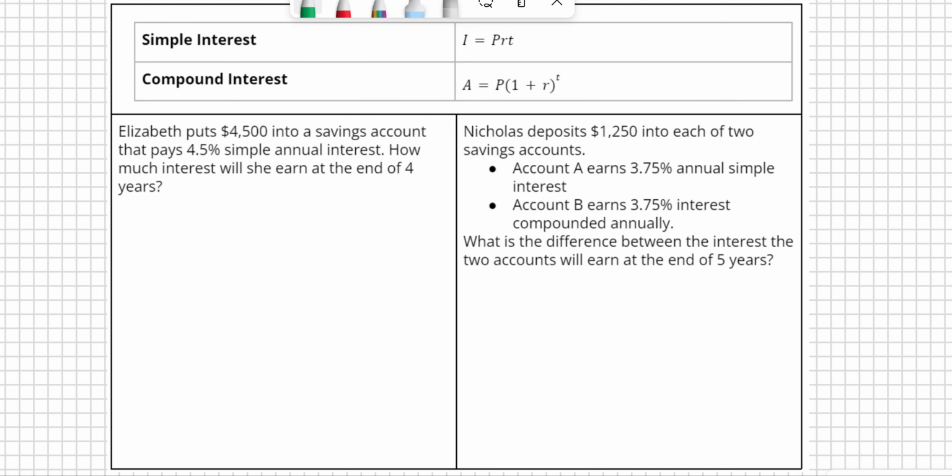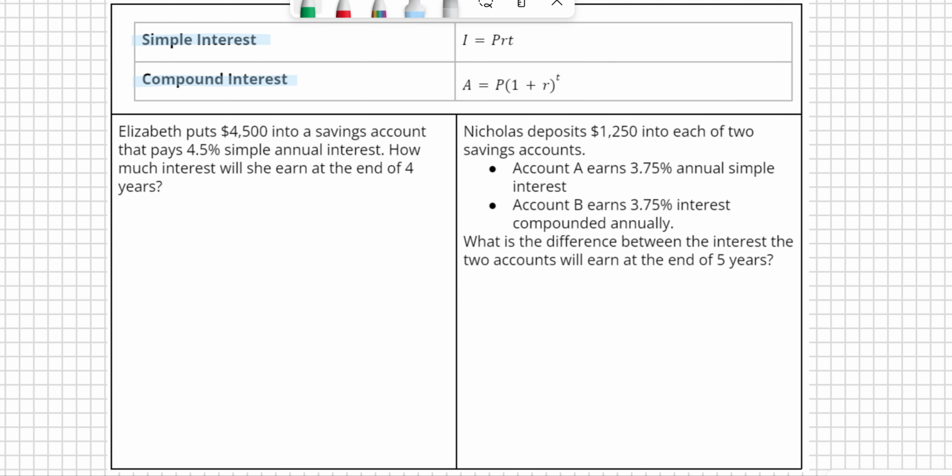These are the video notes for financial literacy. With financial literacy problems, you'll be asked to find either how much interest is earned or what the new total account balance will be. And there's two types of interest. There's simple interest and there's compound interest.